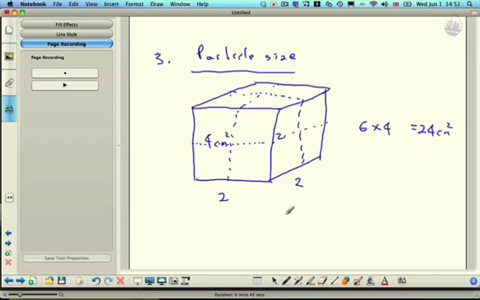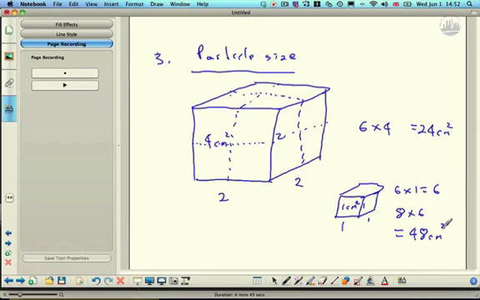Okay, hopefully you managed to work out that you're going to have 8 little cubes of 1 by 1 by 1. Sorry about the bad diagram. Each side here is 1 cm squared. There's 6 of them, 6 times 1 is 6. But you've got 8 of them. 8 times 6 is 48 cm squared.